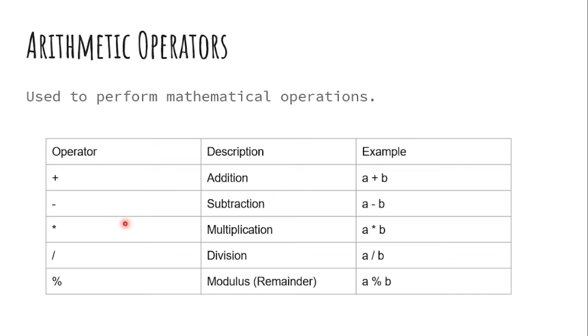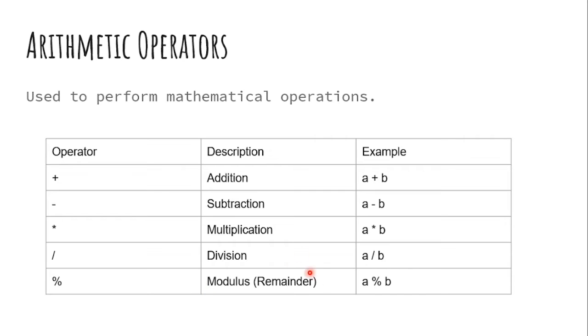In subtraction, the values are subtracted. If the a value is 3 and the b value is 2, after subtraction the answer is 1. In multiplication, 2 multiplied by 3 should be 6, and it gives the answer 6. In division, if you divide 2 by 3, it gives an answer with a decimal point.